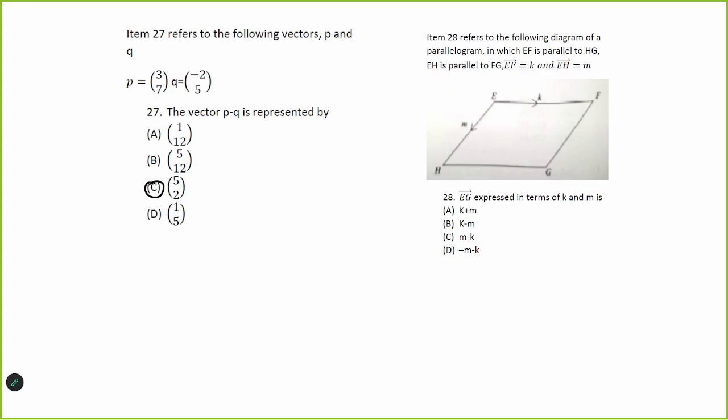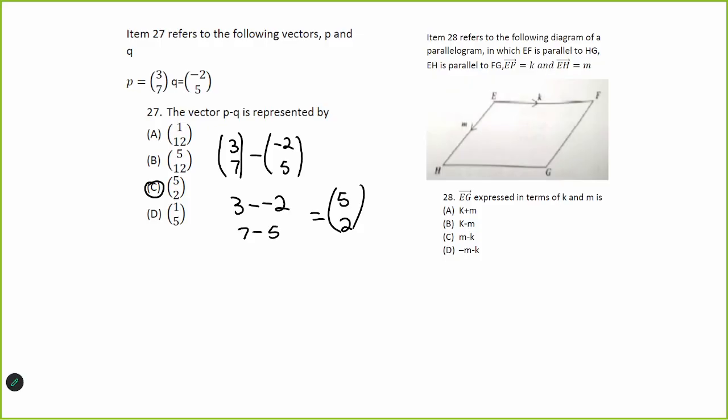Let's just show the working for this. It is 3, 7 minus, let's put this in brackets, negative 2, 5. So this will become 3 minus minus 2, and then 7 minus 5. 3 minus minus 2 is 3 plus 2, which is 5, right? And 7 minus 5 is 2. So that's how I would get C, which is 5, 2. Understand? Yes, Miss. Alright, great.